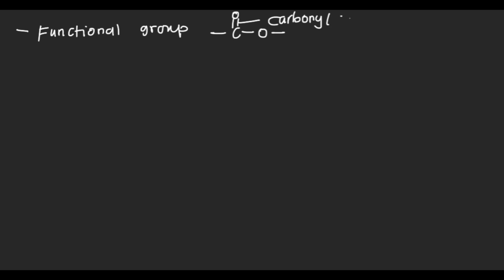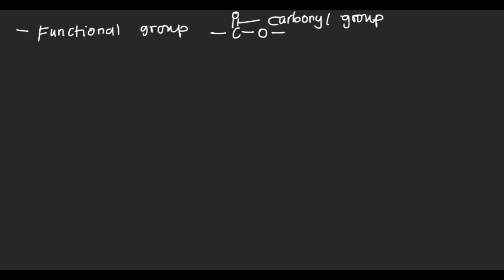The esters, they consist of the functional group, and this functional group is where we have this carbon with the double bond of oxygen and another oxygen. Now this part where we have the double bond between carbon and oxygen, this is what we call a carbonyl group. So this part is also very important.